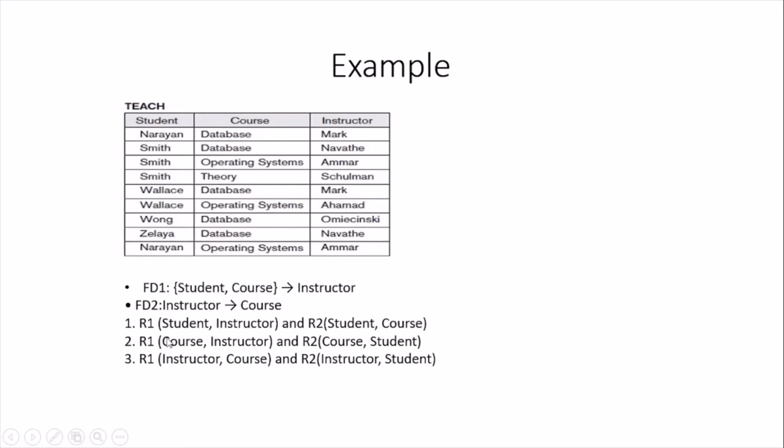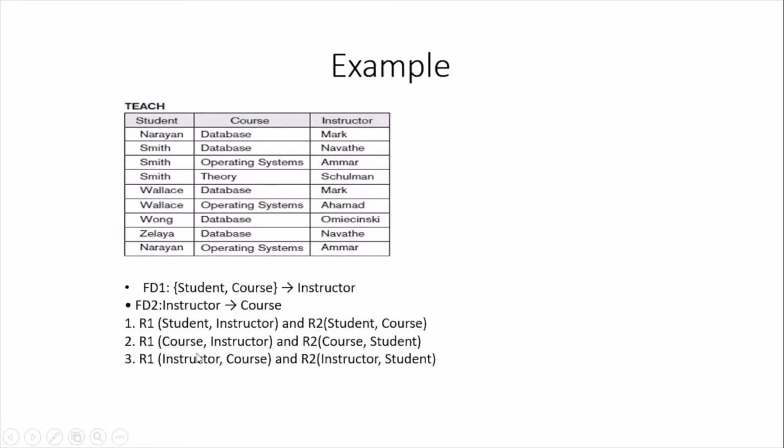So take the next decomposition. That is R1 is course comma instructor, R2 is course comma student. So here when you take R1 intersection R2, you get course to either student or instructor. If you perform R2 minus R1, you get student. When you perform R1 minus R2, you get instructor. Which means either course to instructor or course to student. No such functional dependency is in F closure.